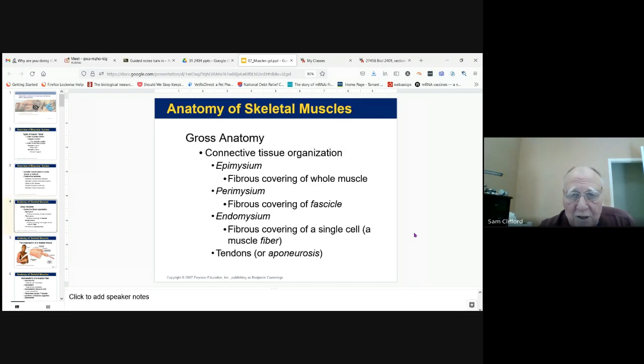So the gross anatomy of skeletal muscle: the outer covering is the epimysium. Fibrous covering over each fascicle is the perimysium, and the endomysium is the covering of an individual single cell. There are tendons that connect muscle to bones, and an aponeurosis is a specialized flat band of connective tissue that connects muscles to bone.